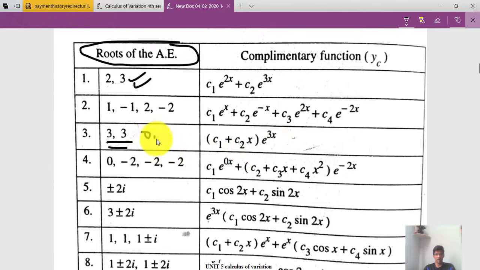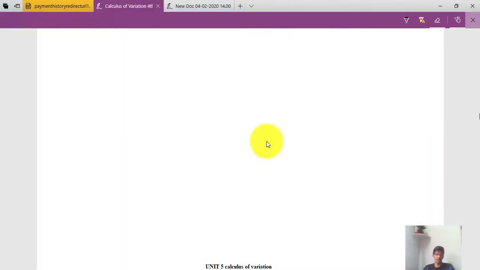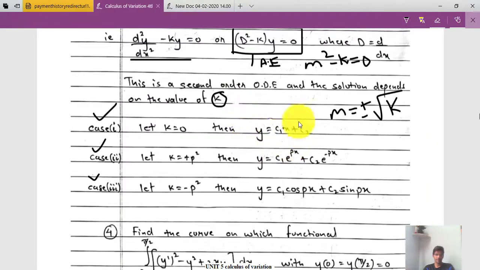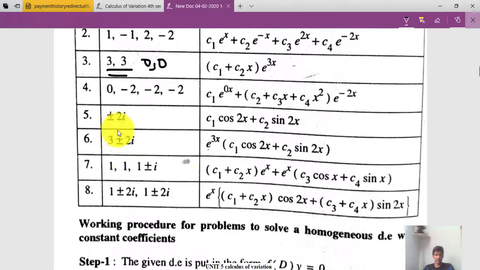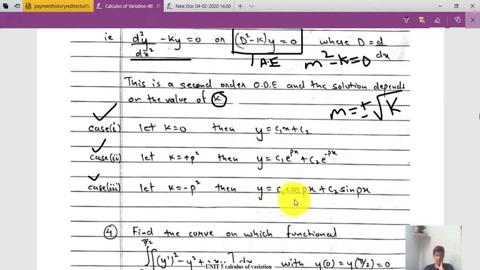In my case it was 0 comma 0 because it is a second order differential equation. So c1 plus c2x e power 0, that turns out to be 1. And finally this equation, if you have it in the form of x plus iy, that is e raised to 3x times c1 cos 2x, this is how we write. But in my equation it is plus or minus i, so I have written c1 cos 2x plus c2 sin 2x, and that is the reason the output is in this particular form.